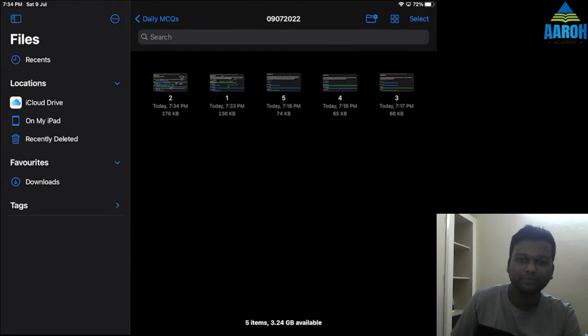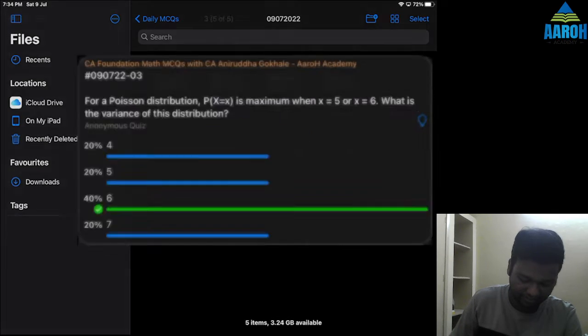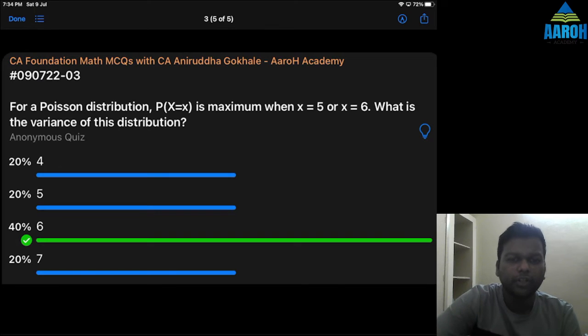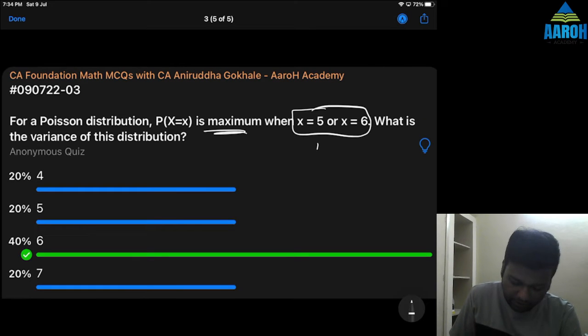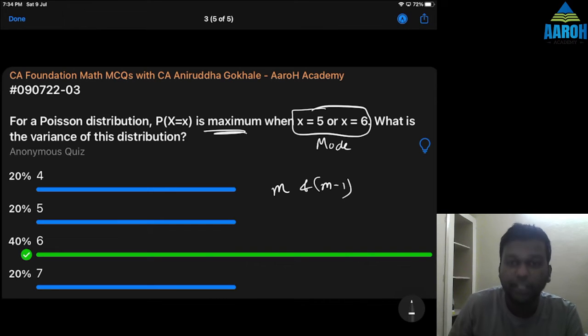Okay. Next, third. For a Poisson distribution, probability that X is equal to x is maximum when x is 5 or 6. What is the variance of this distribution? Understand, probability is maximum, they are saying, when x is 5 or 6. That means this is nothing but mode. And if you know, mode of Poisson distribution is m and m minus 1 when m is an integer.